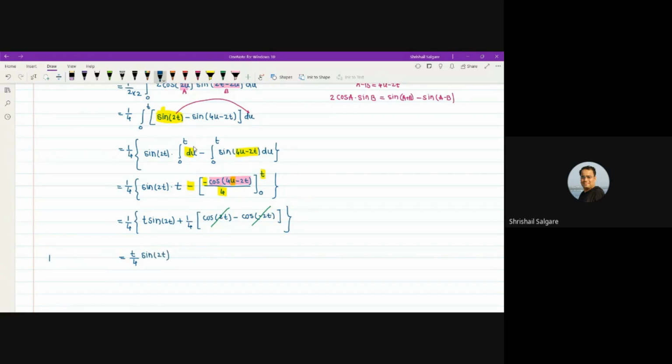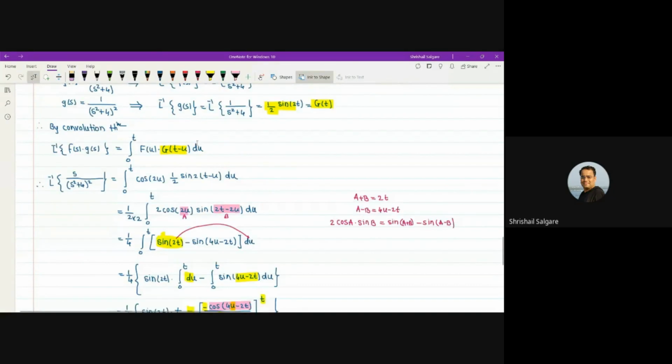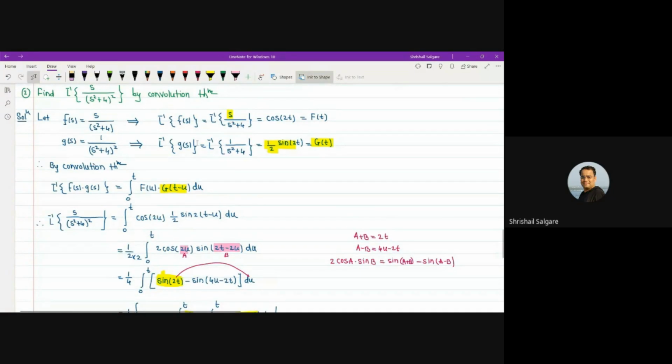So it is L inverse of S upon S square plus 4 whole bracket square. So that is the final answer. Is it okay? Sometimes it will be better, because if you apply the partial fraction method, this example becomes complicated because the quadratic factor is repeated, so the power is 4. Sometimes it becomes difficult. In that case, we can use the convolution theorem to find the inverse Laplace transform.